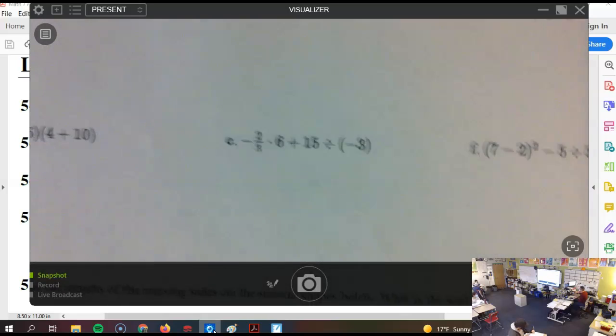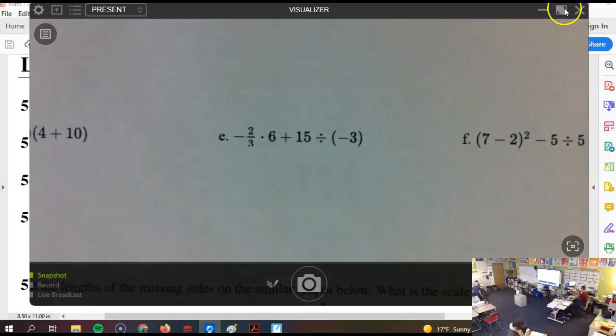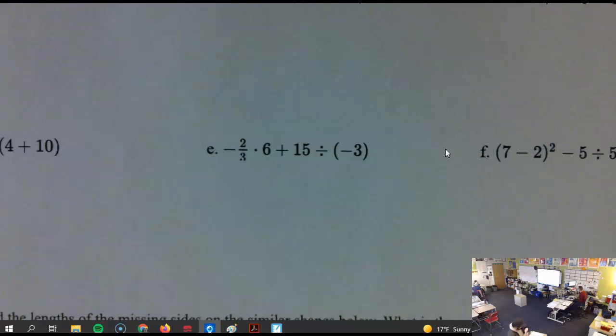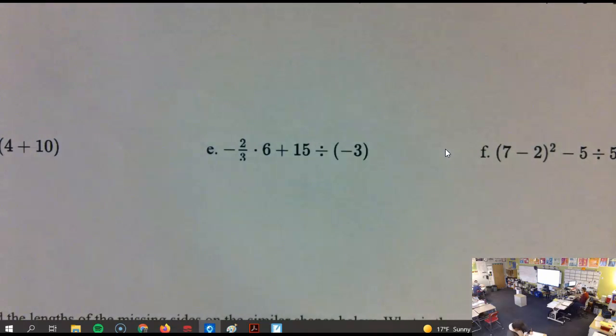So remember, we're going to follow PEMDAS, right? We're going to follow the order of operations. But parentheses is kind of a tricky one. If you don't have this problem done, do it right now with me. So I should see pencils out. We're not copying the answer.